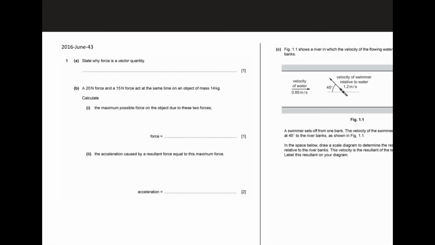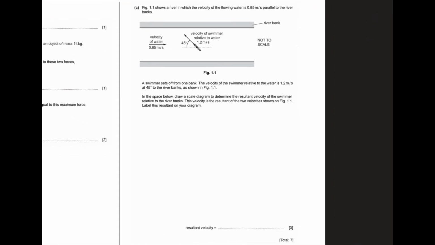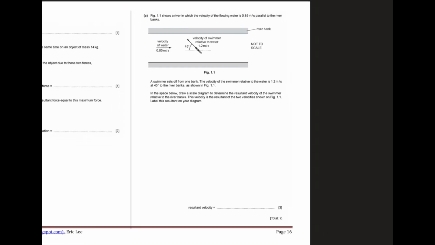Okay, so we have done these questions. For the question on page 16, we just need to look at C. This is related to what we learned just now, the scalar and vector quantities. Okay, let's look at the question first.